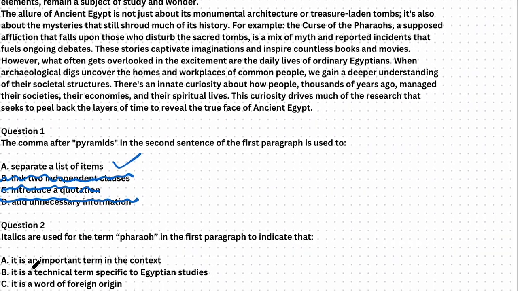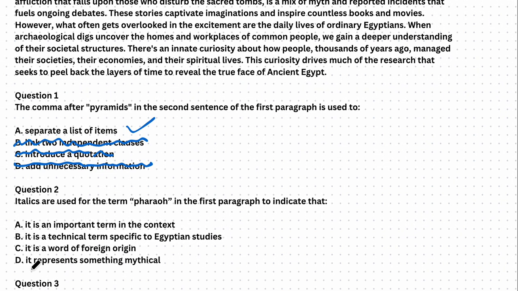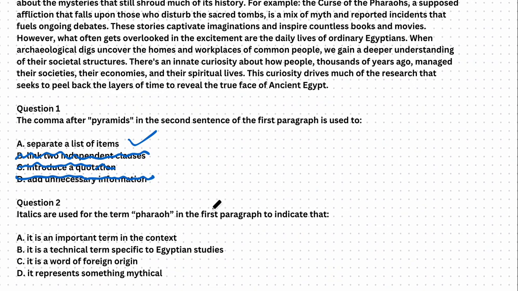The second question, italics are used for the term pharaoh in the first paragraph to indicate that it is an important term in the context. B, it is a technical term specific to Egyptian studies. C, it is a word of foreign origin. Or D, it represents something mythical.